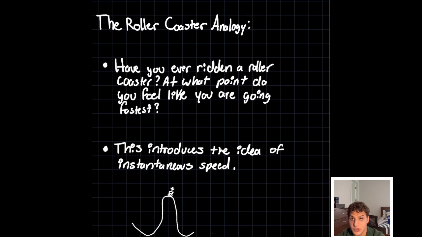Now imagine if we could zoom in on any part of the roller coaster and measure exactly how steep it is at that point. That's what a derivative does. It zooms in and tells you the slope right there.